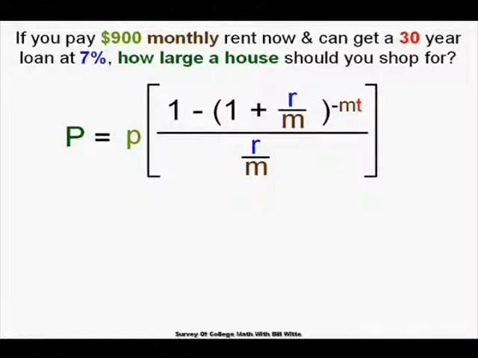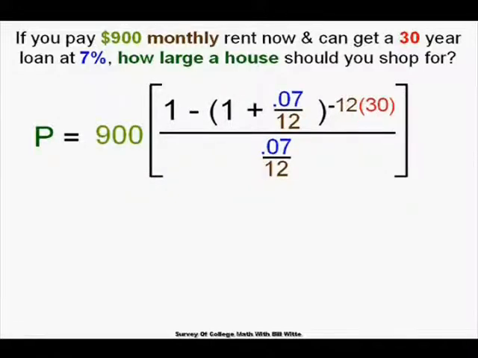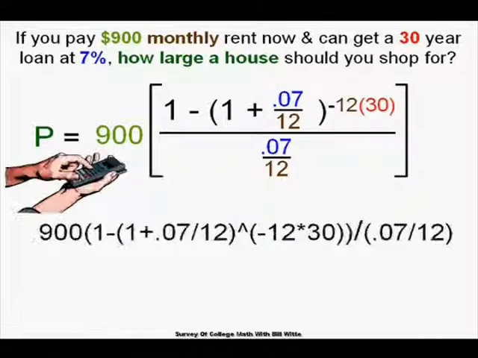If you know that you can afford $900 a month, and you can get a 30-year loan at 7%, which at least right now as I record this, I know you can do better than that. How large a house, what present value should I be shopping for, knowing that I can afford that? Well, let's put the numbers in. The $900 is your payment. We put in our 7% and our time, 30 years typically for a home. This is a job for you know who. Put that in the calculator.